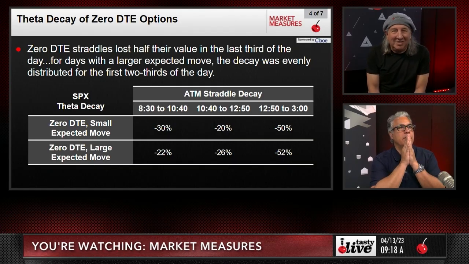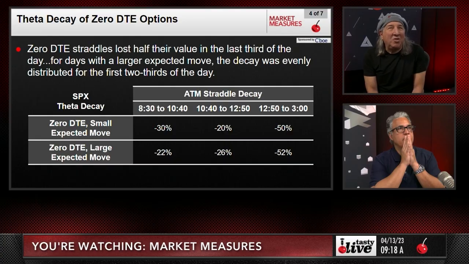All right, got your helmet on? Here we get into the meat. Zero DTE straddles lost half their value in the last third of the day. For days with a larger expected move, the decay was evenly distributed for the first 2/3 of the day. So the first thing we're going to look at here in this SPX study of the theta decay of zero DTE options is we broke it down into 3 separate time frames.